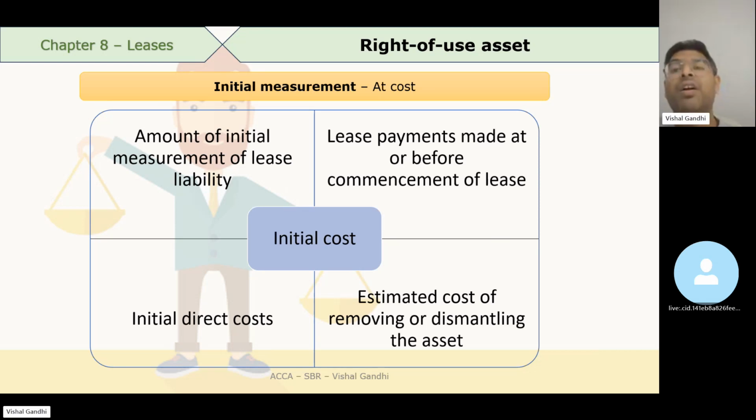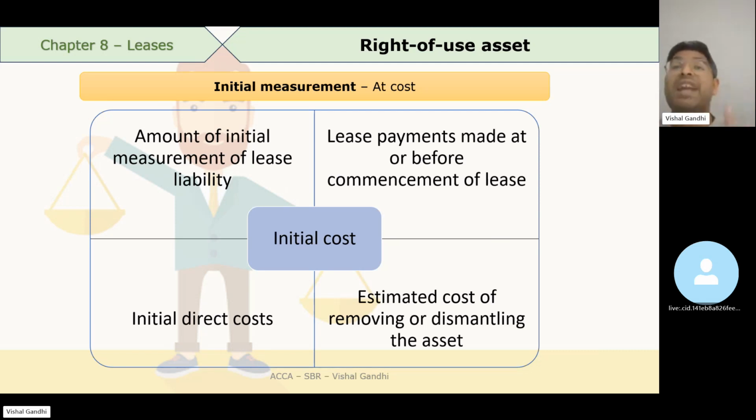First thing is what we calculated, the initial measurement of lease liability, the present value of those 5 components. First amount is that amount. Second amount is lease payments made at or before commencement of lease. Because in the first amount we calculated, whatever you have paid before or at the commencement of lease was not added, right? But still that is paid for that asset only. So we need to add that. So the amount of initial measurement of lease liability plus lease payments made at or before commencement of lease, this we need to add.